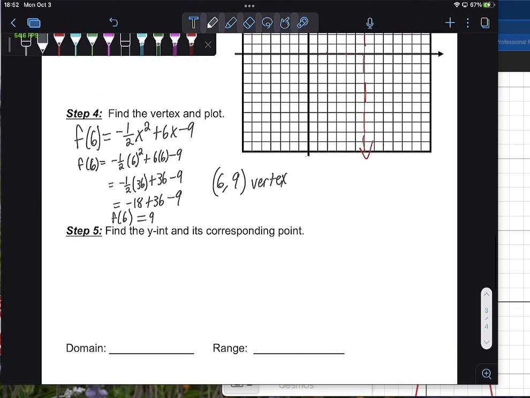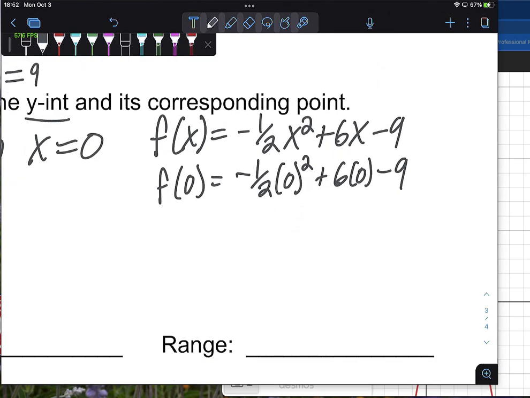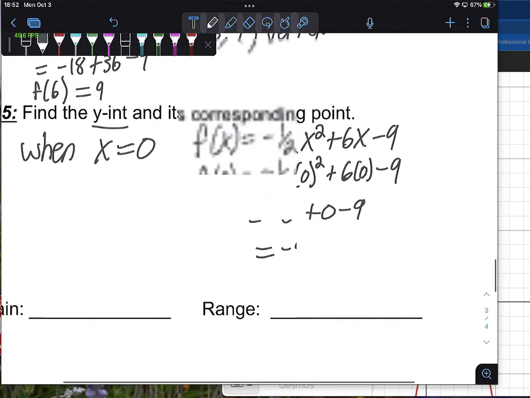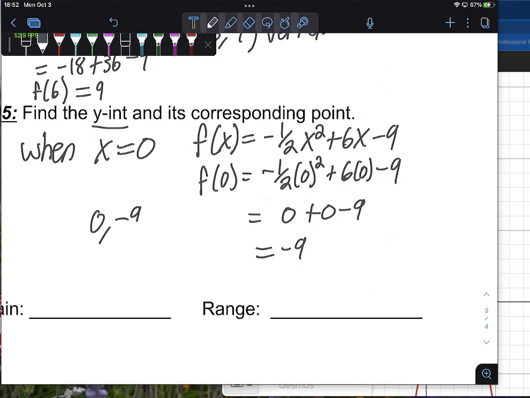My y-intercept in this case is when x equals 0. So we have f of x. This is my function again: -1/2 x squared plus 6x minus 9. F of 0 is equal to -1/2 times 0 squared plus 6 times 0 minus 9. Guys, this turns into 0 plus 0 minus 9, which just turns into negative 9. So my y-intercept is (0, -9).